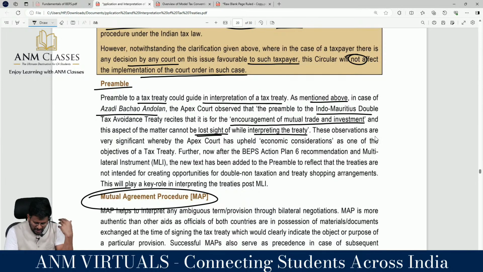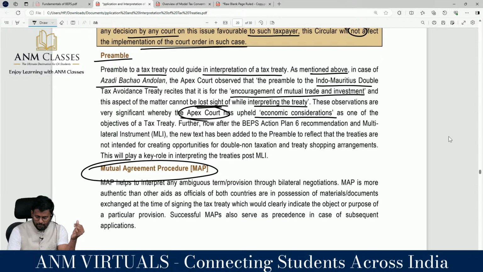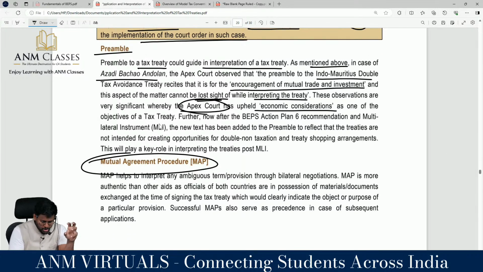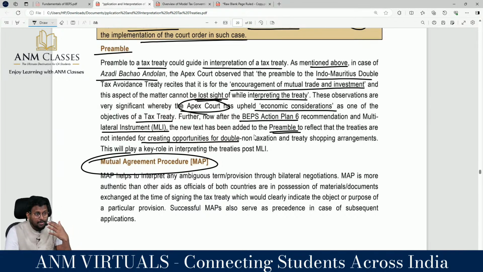These observations are very significant whereby the Apex Court has upheld it in consideration as one of the objectives of a treaty. Further, now after the BEPS Action Plan 6 recommendation and the multilateral instrument MLI, we'll be talking about what is MLI in BEPS. Okay? The new text has been added to the preamble to reflect that treaties are not intended for creating opportunity for double non-taxation and treaty shopping arrangements.